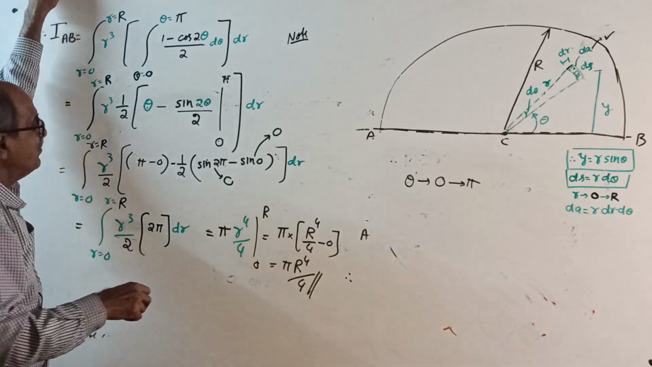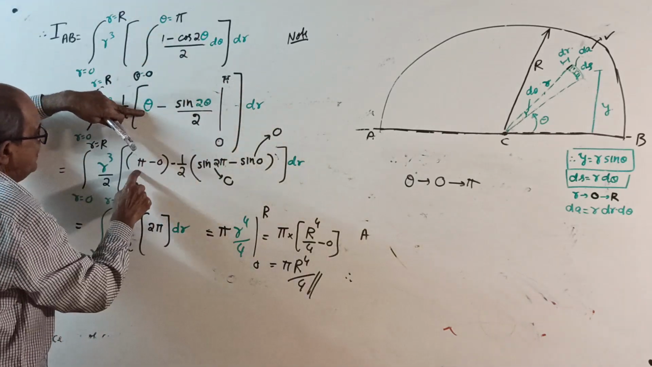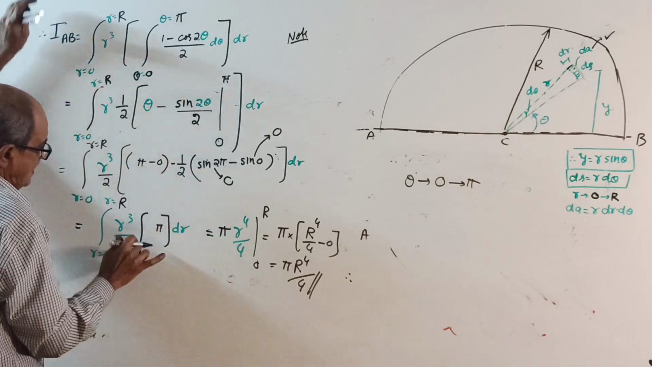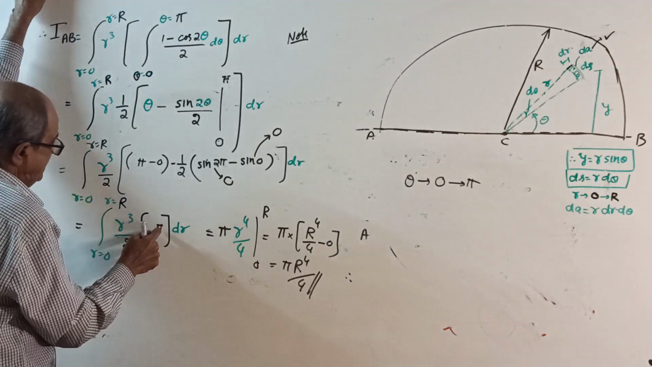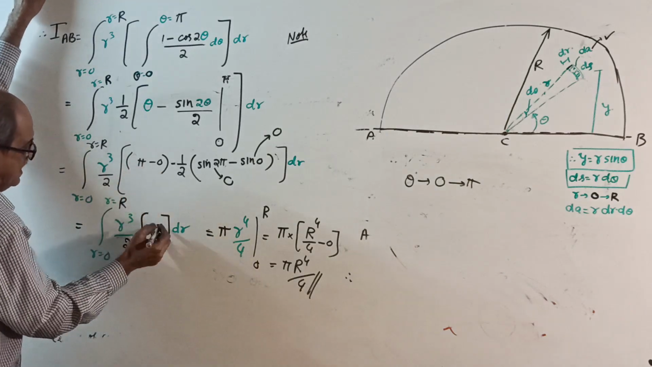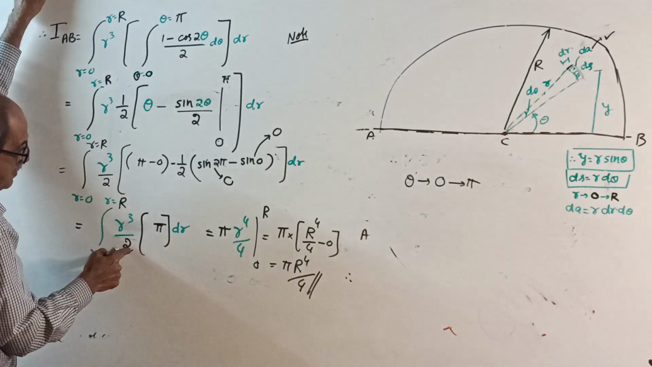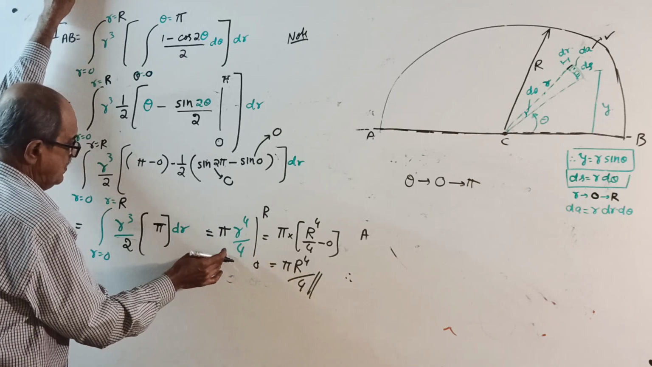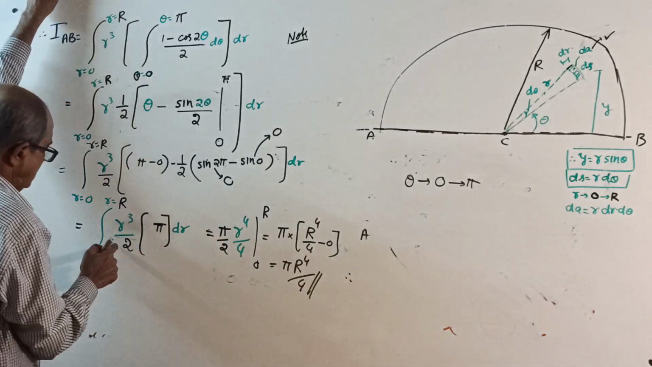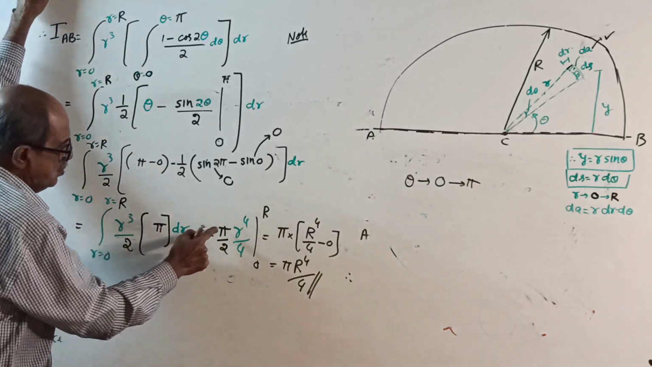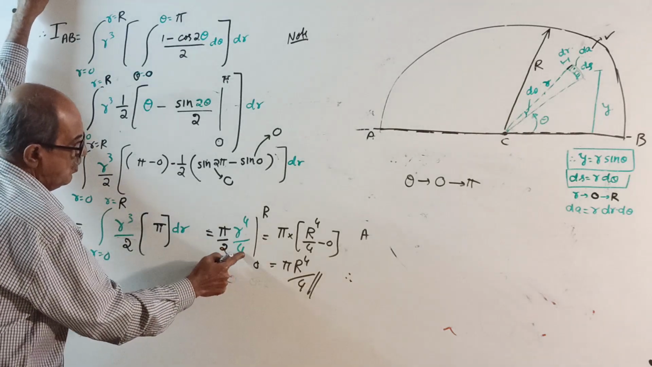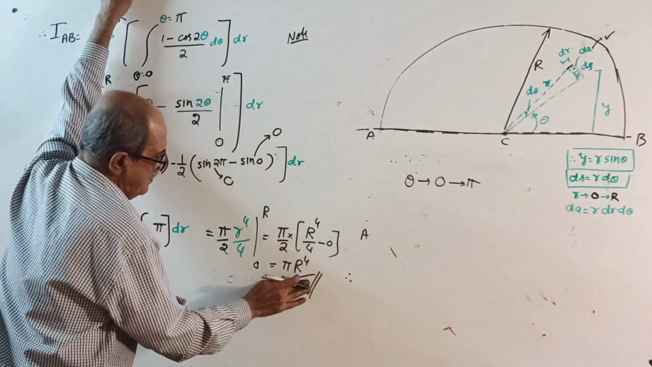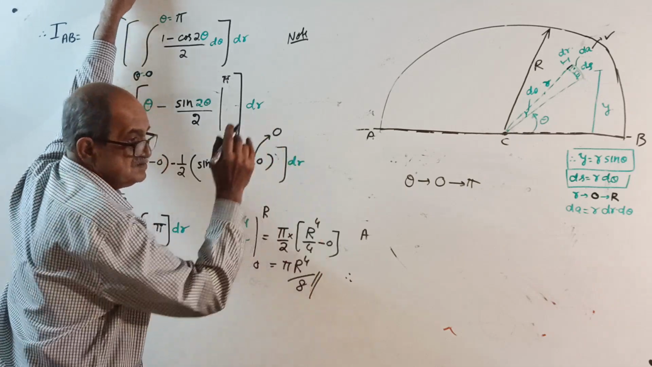Upper limit is pi minus 0. Again, sin 2 pi also 0. Or it will become r cube by, pi, instead of 2 pi, pi will come here by 2. Or it is pi r power 4 by 4. Where is the answer? Pi by 2. See, it is pi by 2 into r power 4 by 4, which is pi r power 4 by 8.